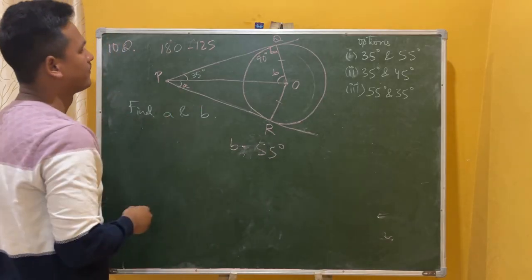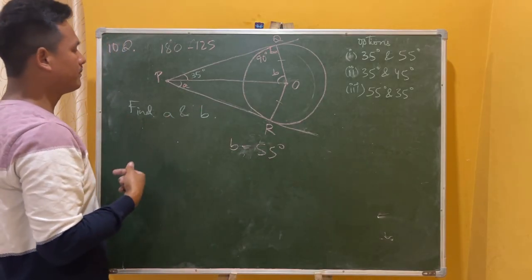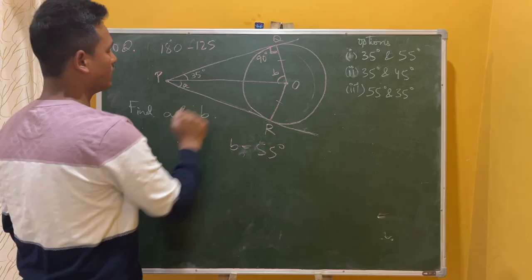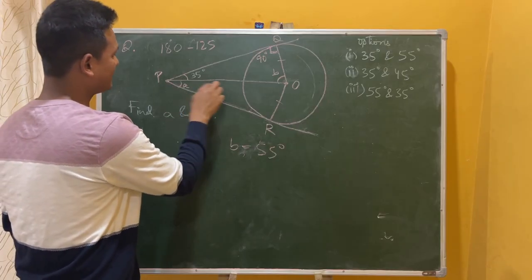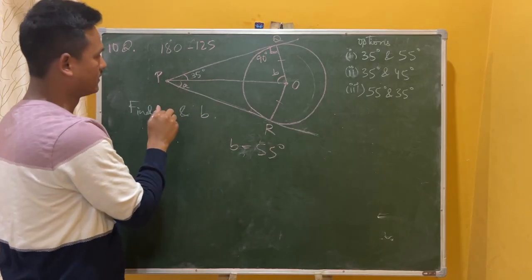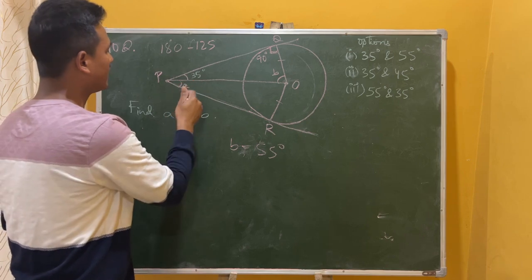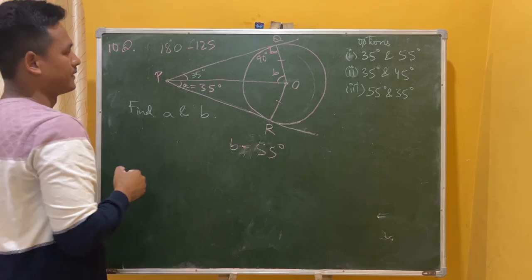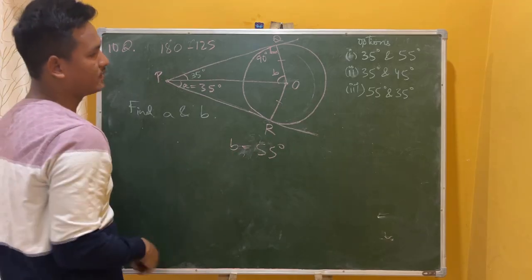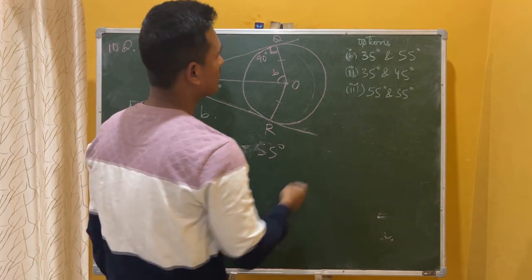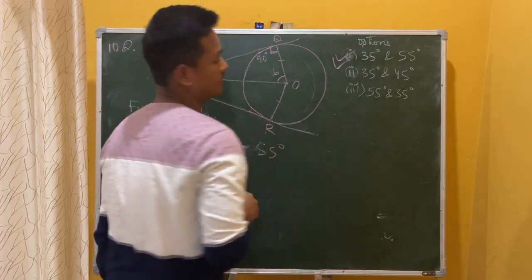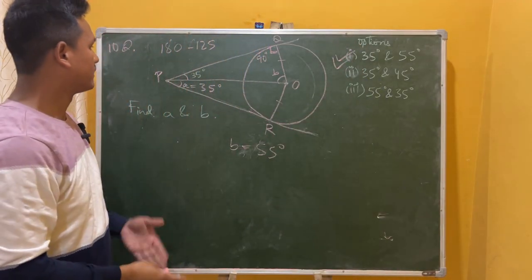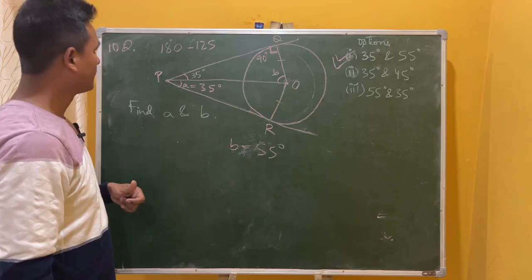While for A, one thing you remember is that the line PO always bisects this angle. So these two must be equal. So A is also 35 degree. Hence A is 35 and B is 55. Let's look at the options. So this is the correct answer. I guess you understood. I hope you understood.